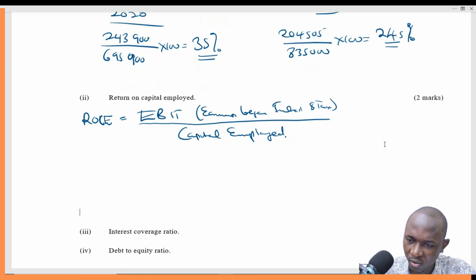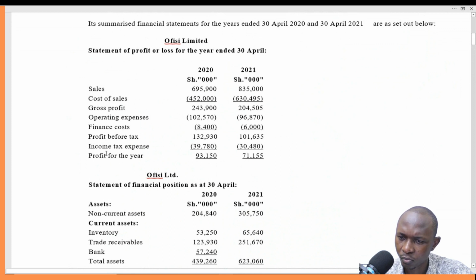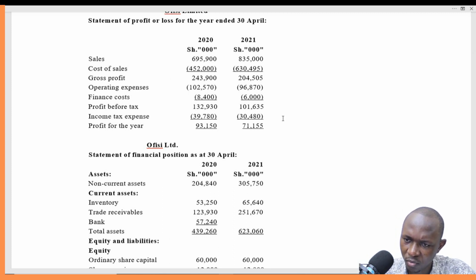So let's come back here again. We have 2020 and we have 2021. So for 2020, this is EBIT, earnings before interest and tax. So earnings before interest and tax can also be the gross profit, then we less operating expenses. Interest is a finance cost. Tax, you can see this is income tax expenses, and we are talking about earnings before interest and tax.